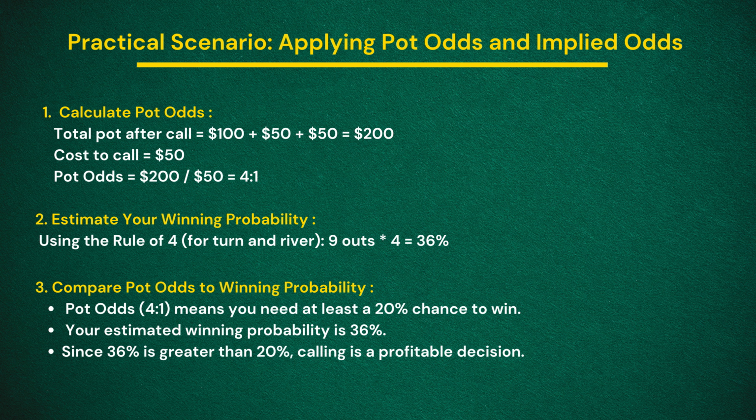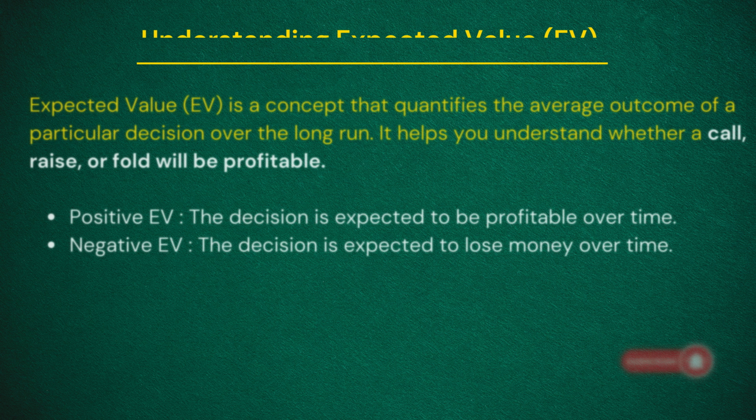3. Compare pot odds to winning probability. Pot odds of 4-1 mean you need at least a 20% chance to win. Your estimated winning probability is 36%. Since 36% is greater than 20%, calling is a profitable decision. Considering implied odds: if you believe that hitting your flush will win you additional bets, your implied odds increase, making the call even more profitable.